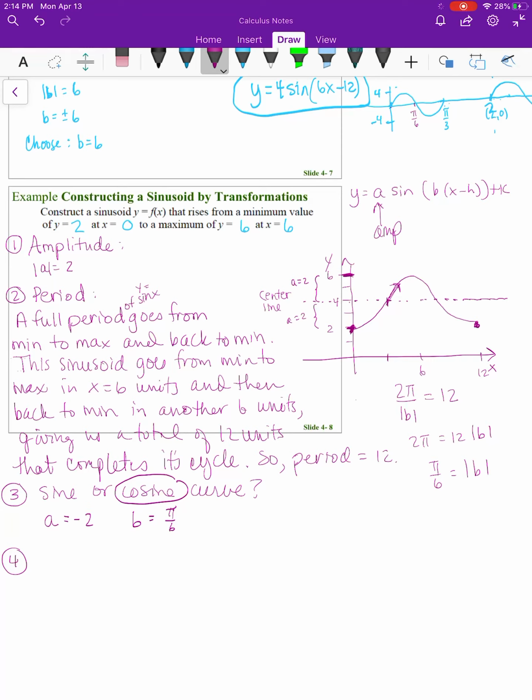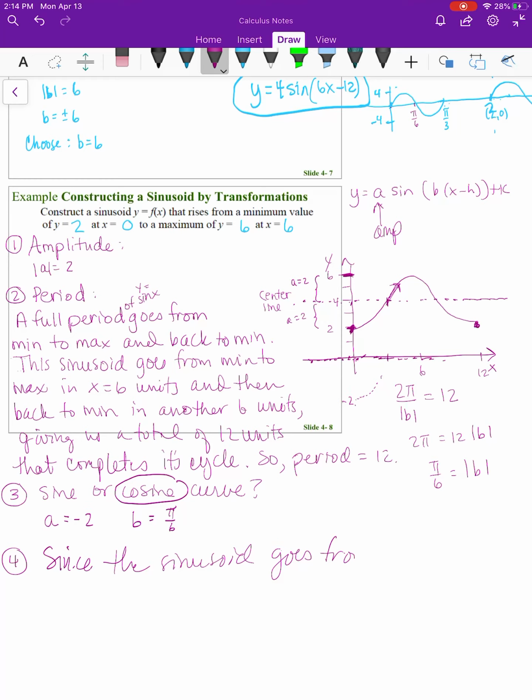So the fourth thing that we do is figure out how to handle this, because typically our cosine would start at -2 here, and that's if our center line is 0, but it's not starting at -2. It's starting at +2 as our lowest. So look at that center line. That is your vertical shift upward. So instead of having a center line of the x-axis, we have a center line of y equals 4. So that means our d is 4.